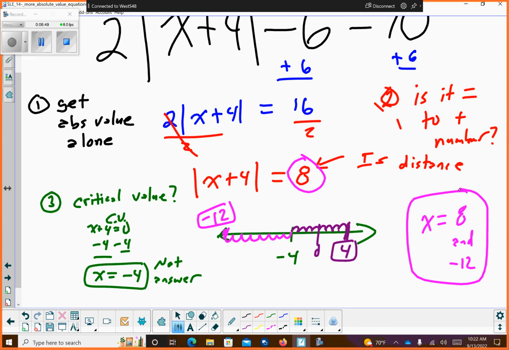Would you be able to get that same answer by just doing the 2 separate equations? You could. Okay. Cool. All right.